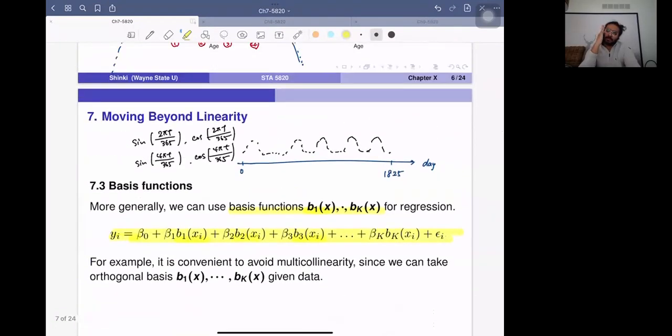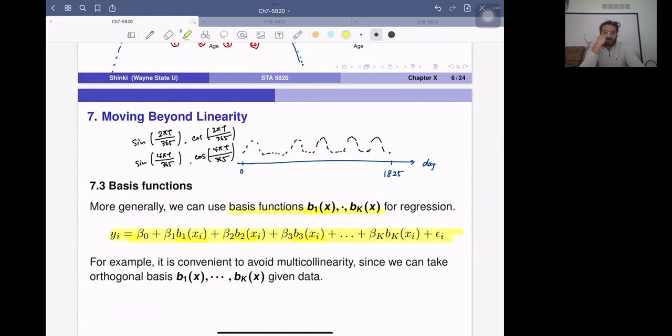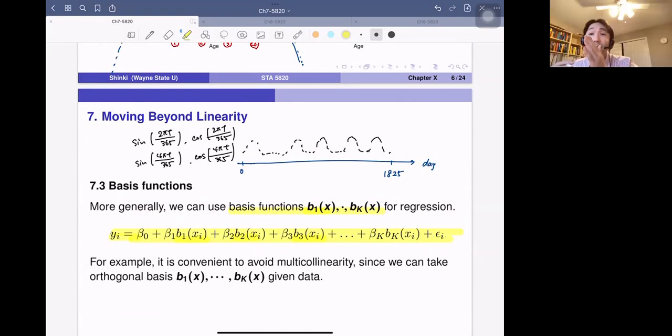Are you only using one predictor? It says yes, xi, so for yes, all of them. That's true. So in this chapter, we are considering the relationship between y and x. But the relationship is complicated. We don't have other variables.